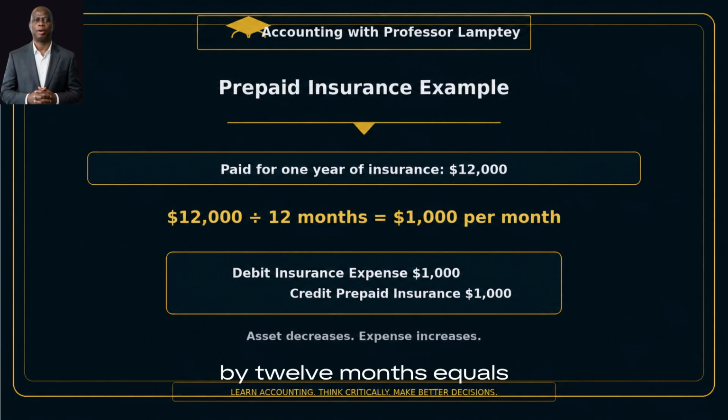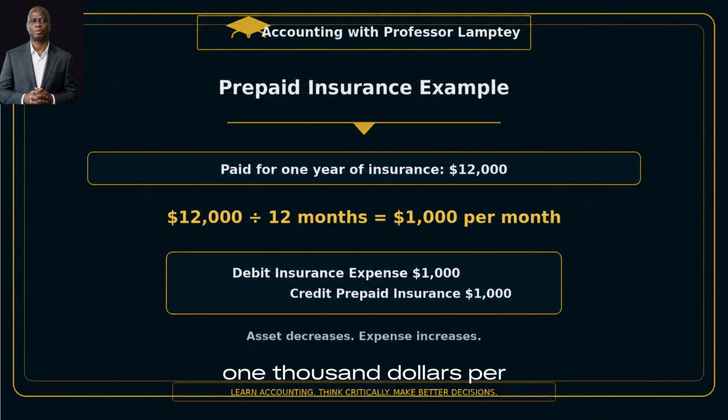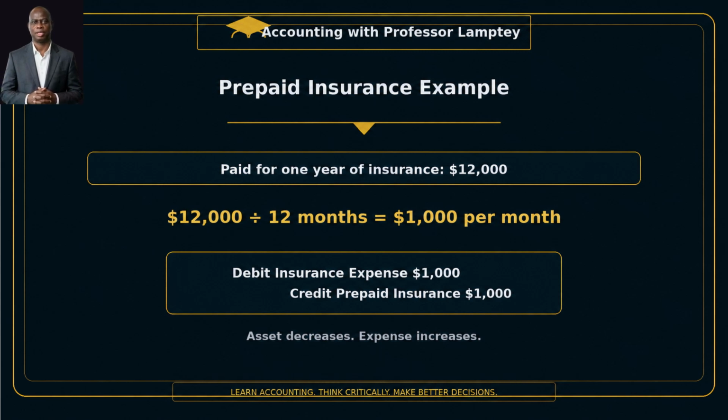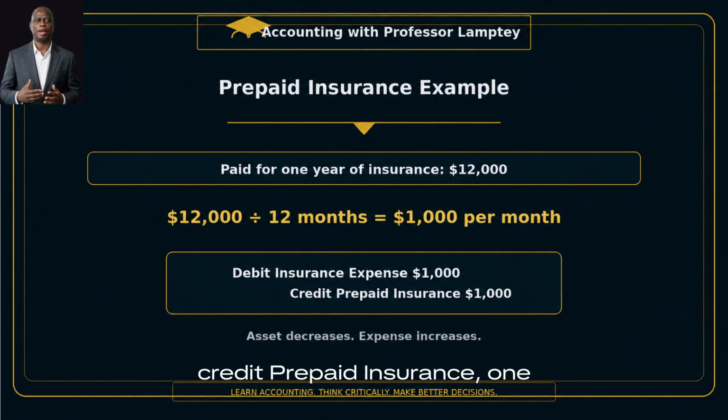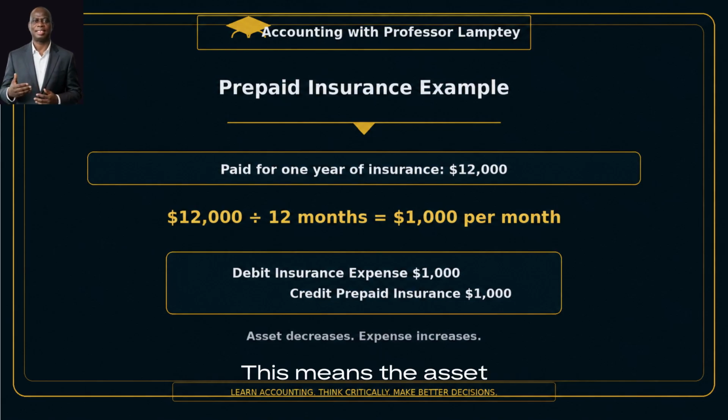$12,000 divided by 12 months equals $1,000 per month. So the adjusting entry is debit insurance expense, $1,000, and credit prepaid insurance, $1,000. This means the asset decreases and the expense increases.